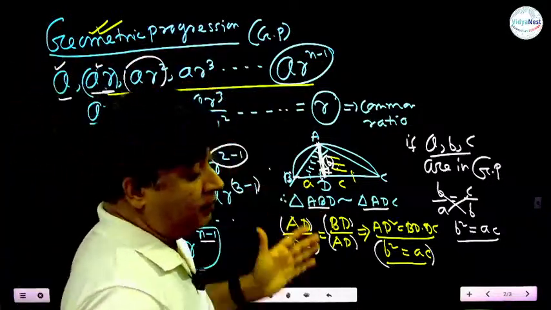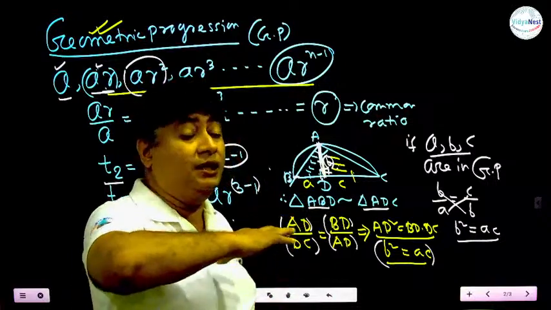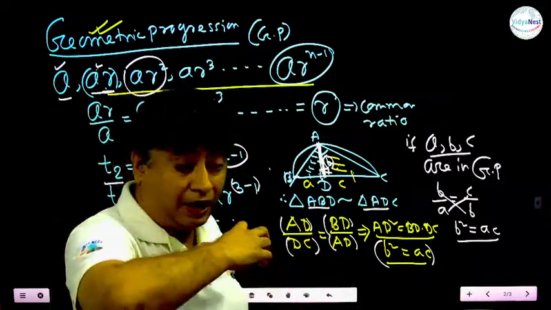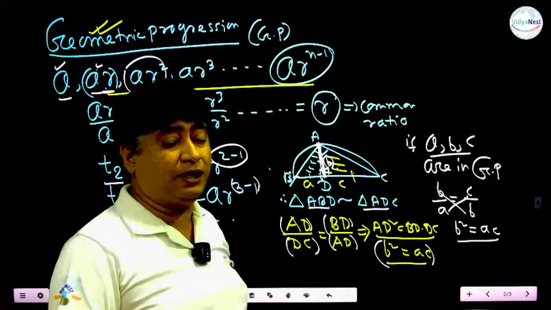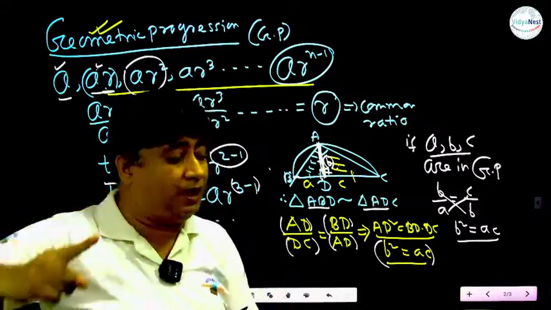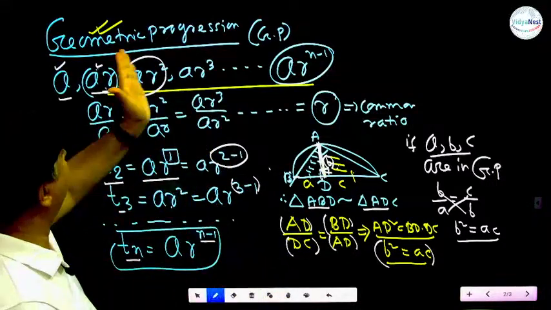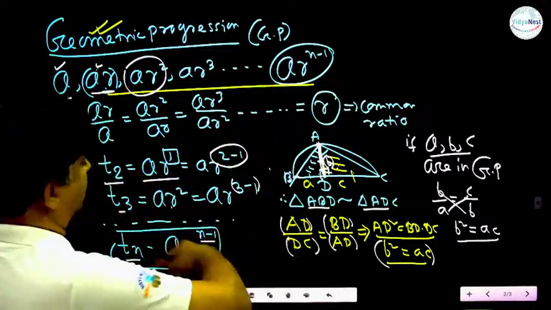In AP, the series was increasing or decreasing arithmetically. That's why arithmetical progression: plus d, plus d, plus d. Here it is multiplication. So it is called geometrical progression.